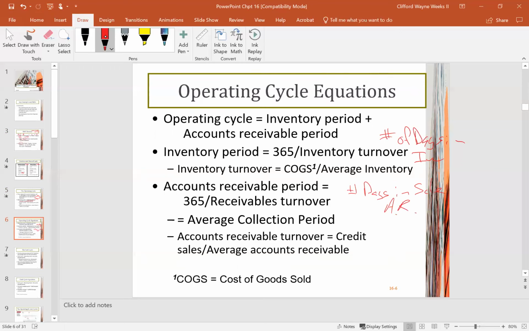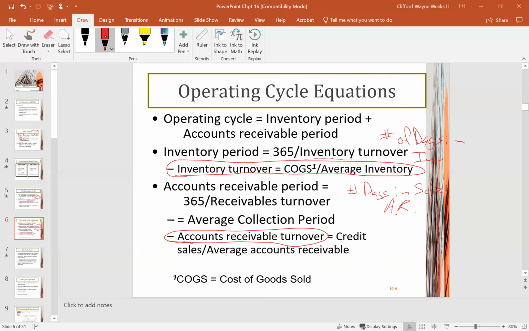Basically what we're saying is, we have to find out how long our inventory sits on the shelf. That's going to be the inventory period. How long does it take to collect the accounts receivable? To get this information, we're going to have to start with the inventory turnover ratio and the accounts receivable turnover ratio.